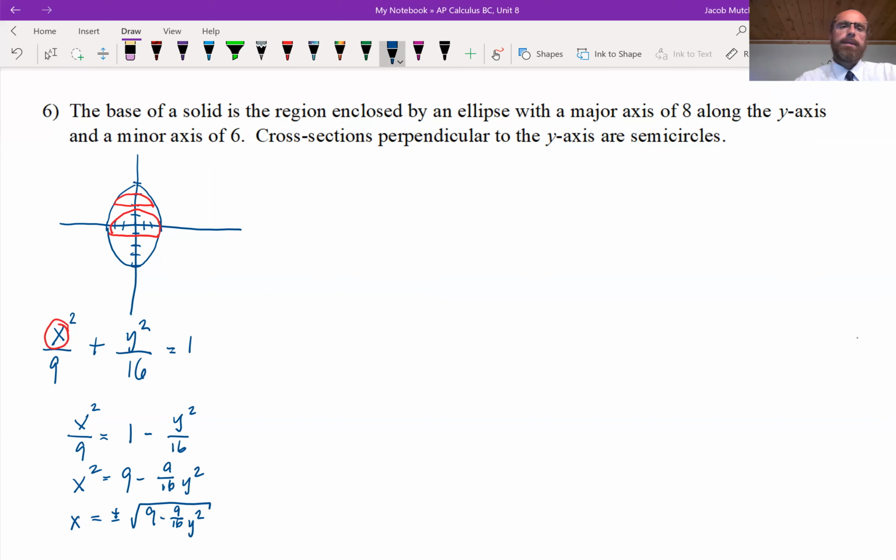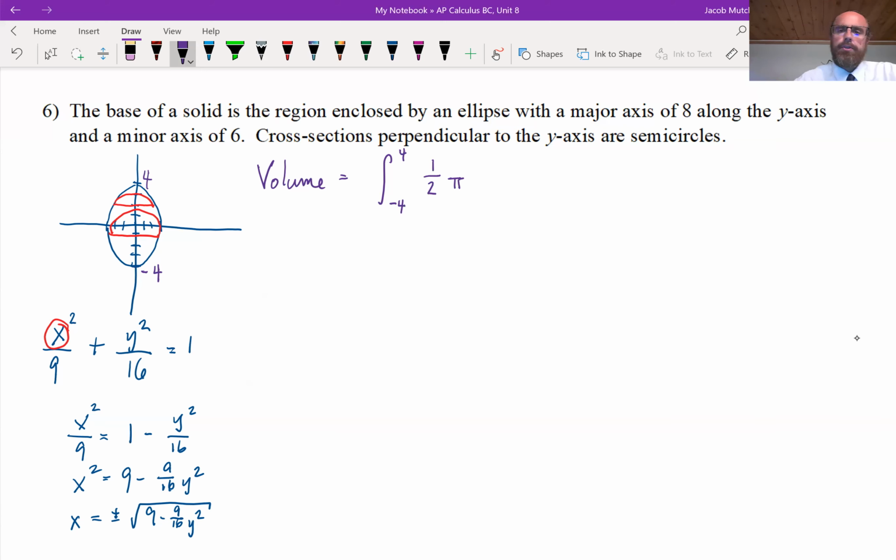So we're ready to set up the integration. So it's going to be volume equals the integral from the lower side to the upper side, since I am perpendicular to the y-axis. So from -4 up to 4. And then I need to give the area of a semicircle. So it's going to be half, because it's a semicircle, and then pi r squared. So pi is very easy to include there.